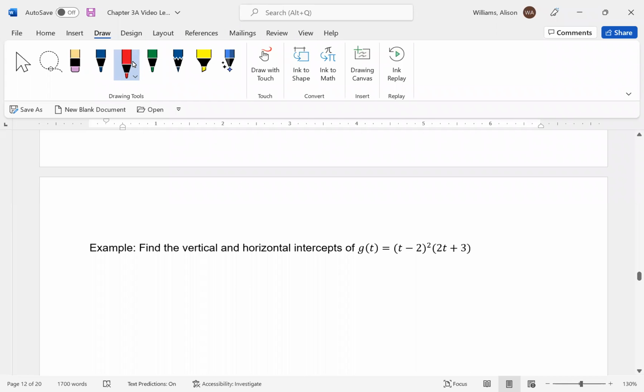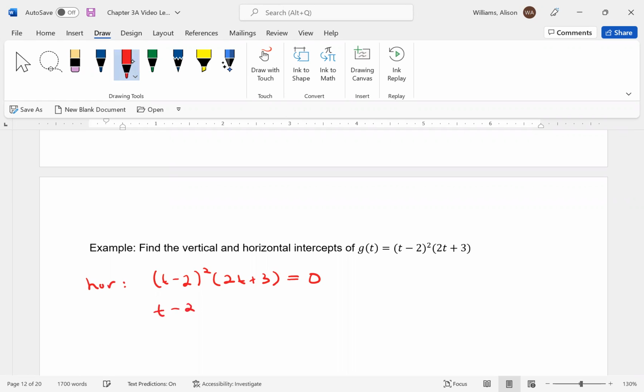Oh, nice. This one we got lucky. In this one, we actually have it factored for us. So I'm just going to set it equal to 0. I'm setting g of t equal to 0. And I noticed, by the way, that they asked for both the vertical and horizontal, so I'm doing horizontal first. So I'll set these two pieces equal to 0.